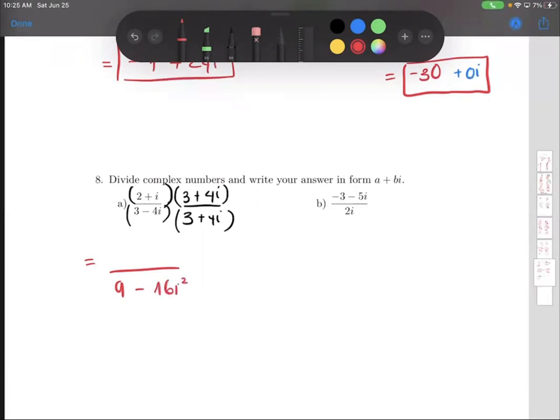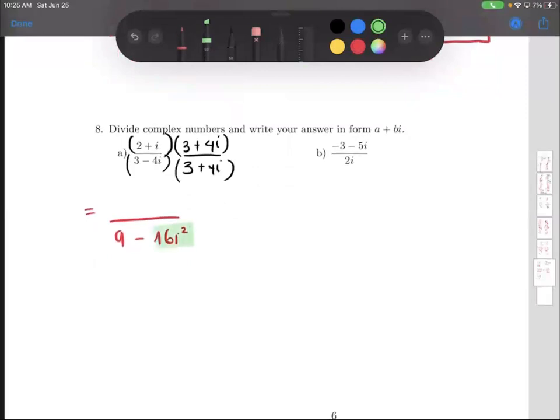Well, 16i squared, that is positive 16, right? 9 plus 16 is 25. So we've done the denominator.